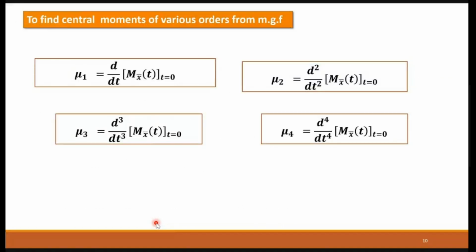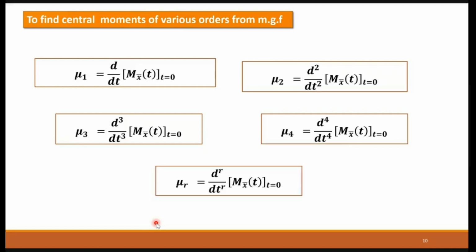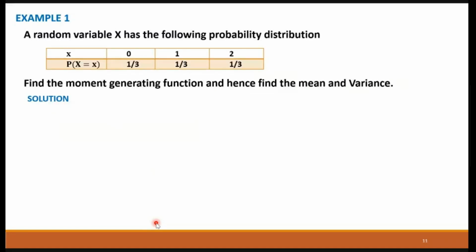In the same way as we did for the raw moments, the first derivative with respect to t at t equal to 0 gives mu1 dash. The second derivative at t equal to 0 is mu2, sorry, mu1 and mu2, not dash. We will get the central moments. So I think we'll move to the examples. It will be more clear. We'll take an example, so you will completely understand how to do it.